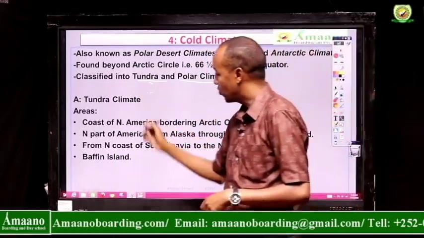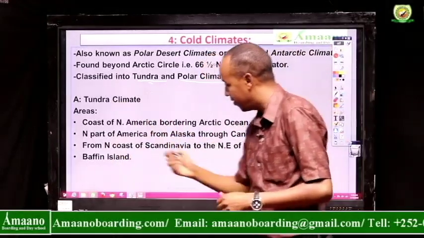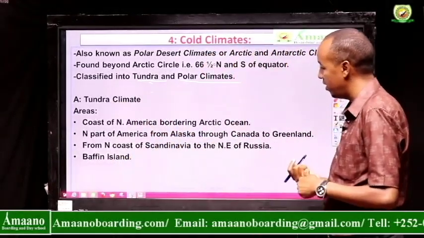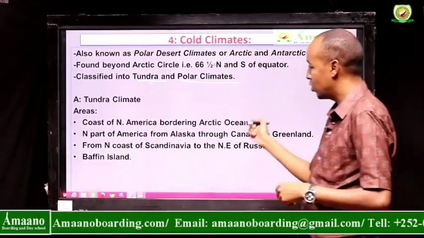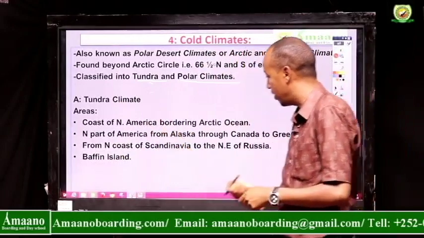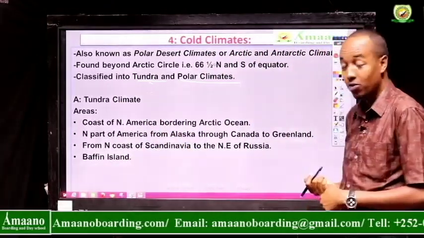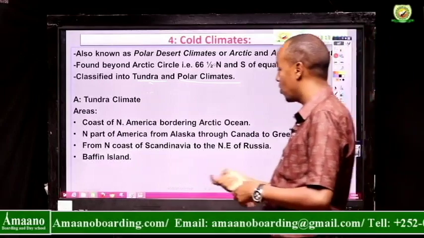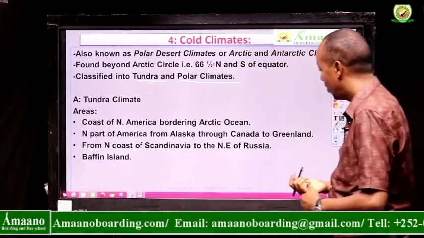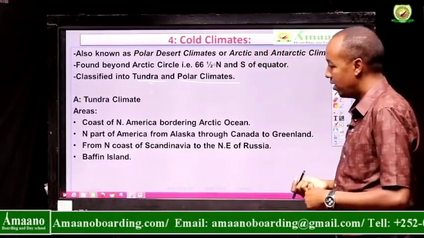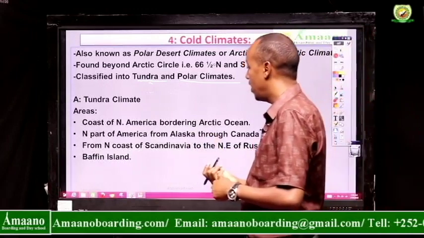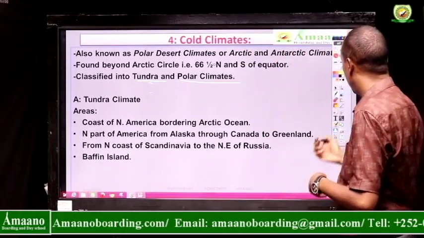We'll start with the tundra climate. The different areas it is found, as you can see from here: North America, bordering the Arctic Ocean, the northern part of America from Alaska through Canada to Greenland, from the northern coast of Scandinavia to the northeast of Russia. Even they are also found on the islands called Baffin Islands. Okay.